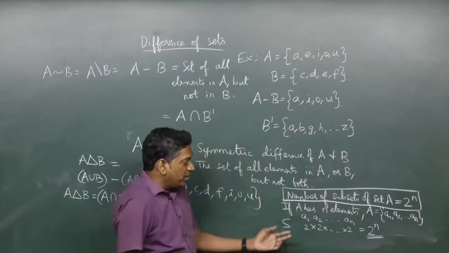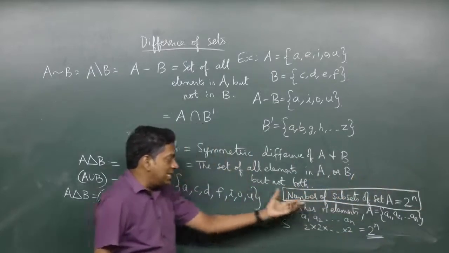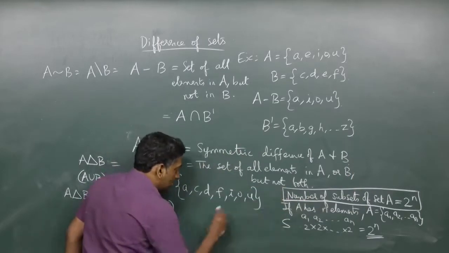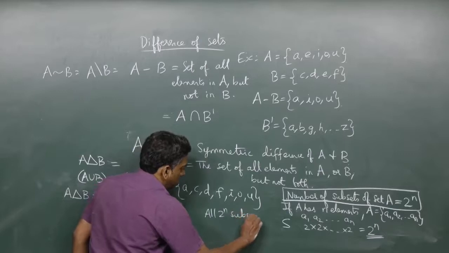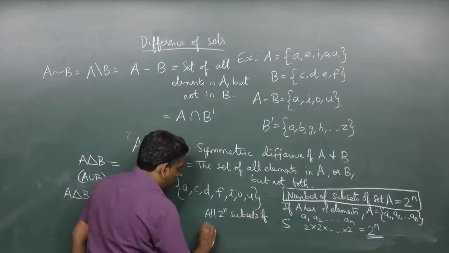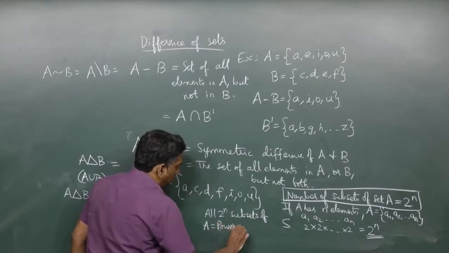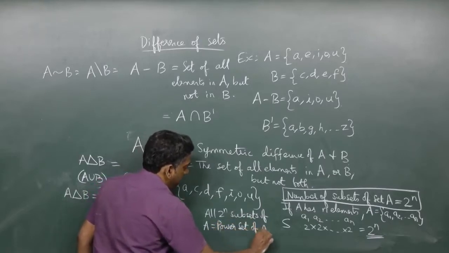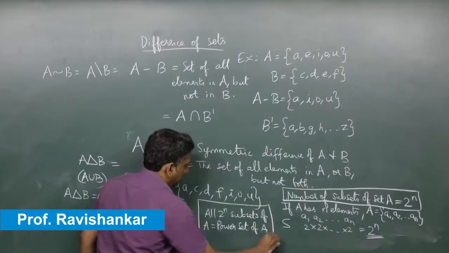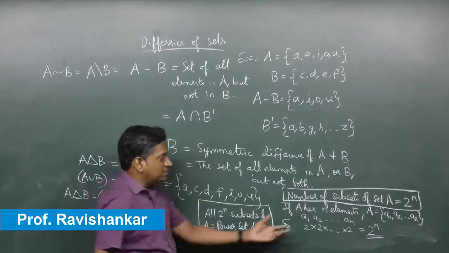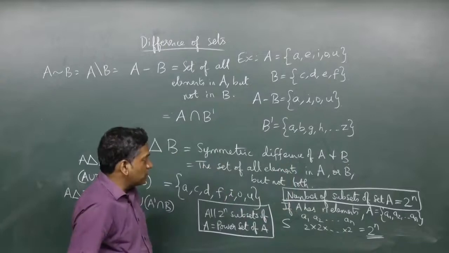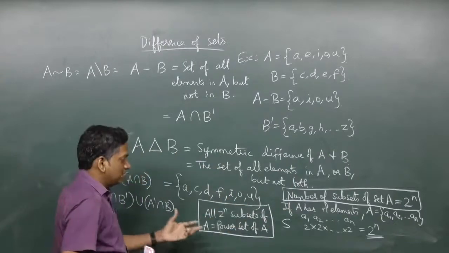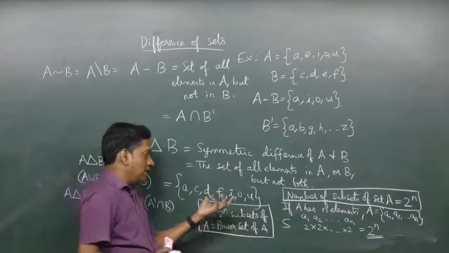Now if we listed all these 2 power n subsets of A, they form the power set of A. If we listed all the subsets of a particular set, what you will get is what is known as the power set.